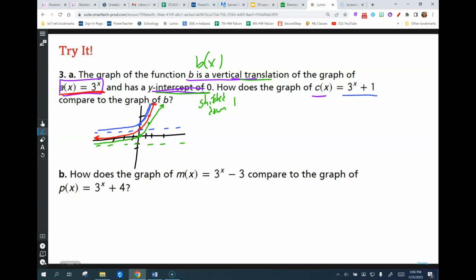Okay, so how does the graph of 3 to the x plus 1, that's my purple one, compare to my green one? There is a difference of 2. There is a shift of 2. This one, c of x, is shifted up to above b of x.